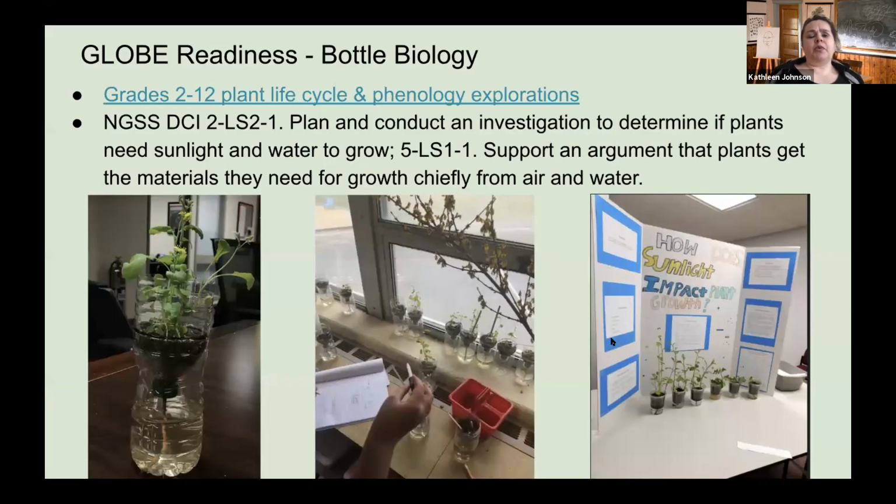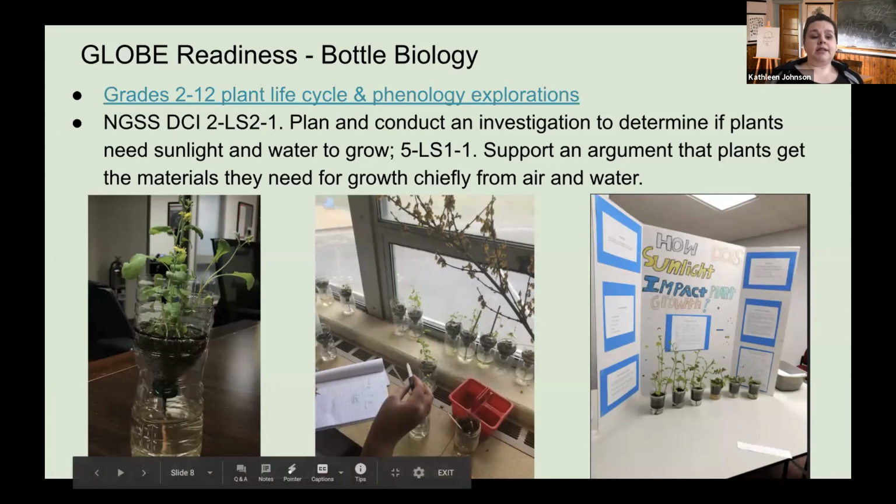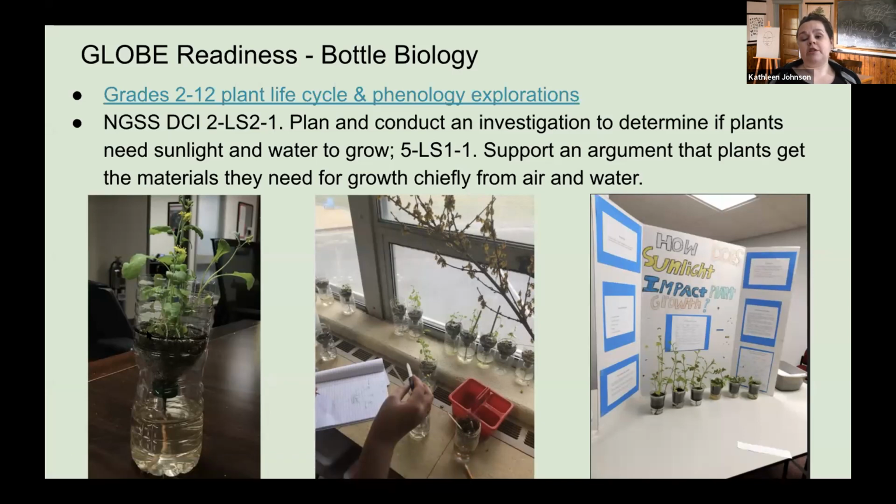We also have Globe Readiness resources for phenological explorations, and one of the ones that we've been doing the longest is bottle biology. This is a really good phenology readiness investigation because students get to explore phenology in the classroom or in their homes by planting plants in this controlled system. So they are going to plant a seed in this little pot and watch it sprout, watch it flower, watch it go to seed, and they can even plant that next generation of seeds to watch that cycle again and look at potentially heredity.